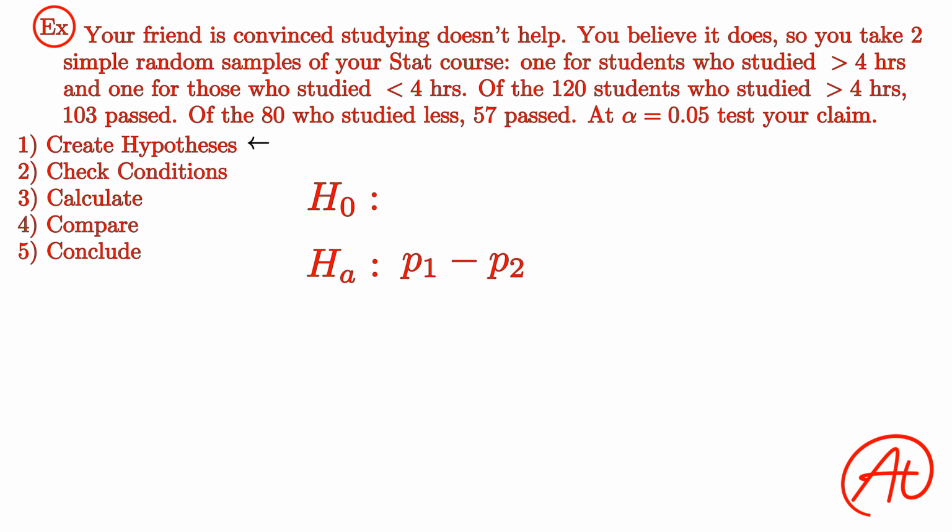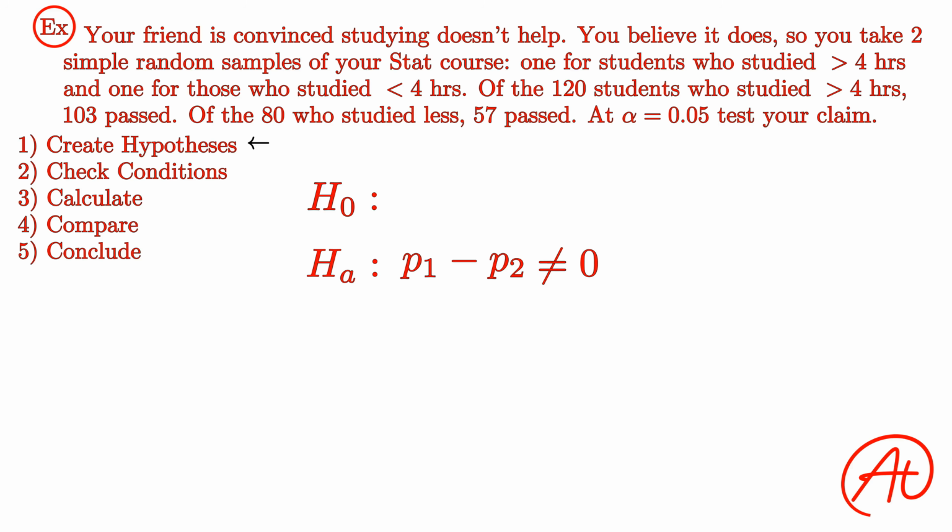This is because we're trying to see if our two parameters are different from one another. If we think the proportion for our first population, P1, is larger than the proportion for our second population, P2, then P1 minus P2 would be greater than 0. If we think P2 is larger than P1, then P1 minus P2 would be less than 0. If we just think P1 and P2 are different, then P1 minus P2 would just be not equal to 0.